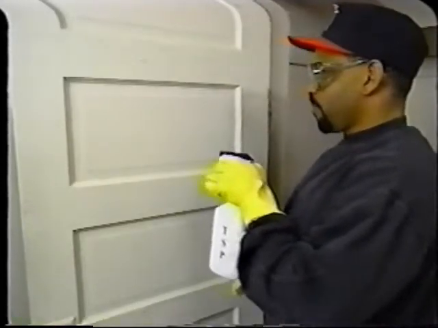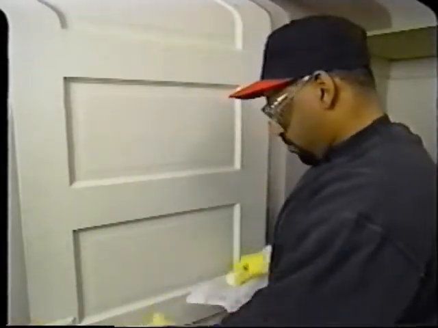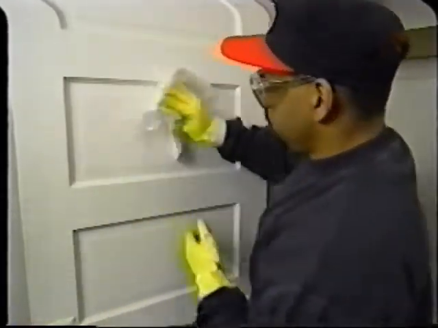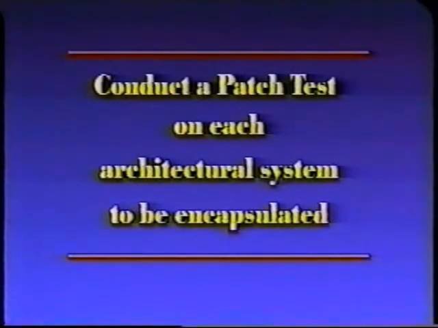Once the decision has been made to proceed with encapsulation, the entire surface of the component must be cleaned and dried. Then the encapsulant selected for this job should be applied to a small area. This is called a patch test. A patch test should be conducted on representative samples of each architectural system that will be encapsulated. For example, if plaster walls and wooden trim will be encapsulated throughout the unit, a patch test on each component should be conducted.